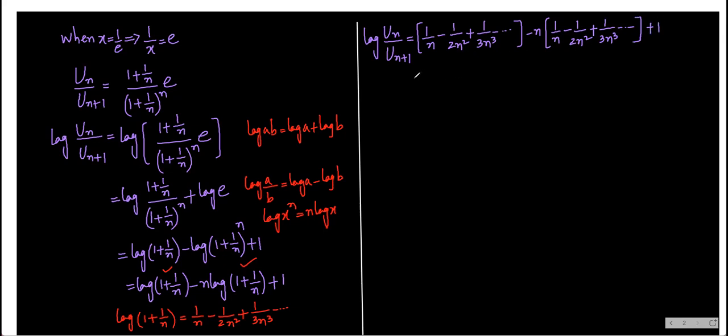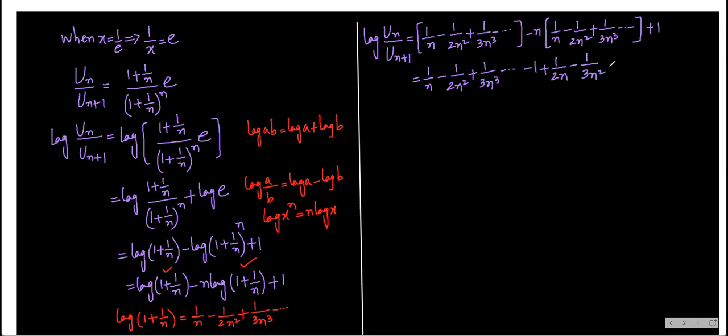This is equal to 1 by n minus 1 by 2n square plus 1 by 3n to the power of 3, and so on. No need to write more. This n will cancel with this n. Minus and so on we write. This is minus 1, correct? This n and n cancel. Minus into minus plus, it becomes 1 by 2n. Am I correct here? Minus 1 by 3n square.